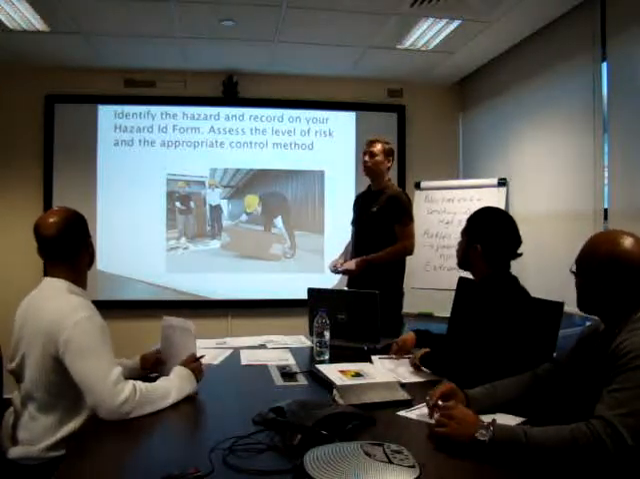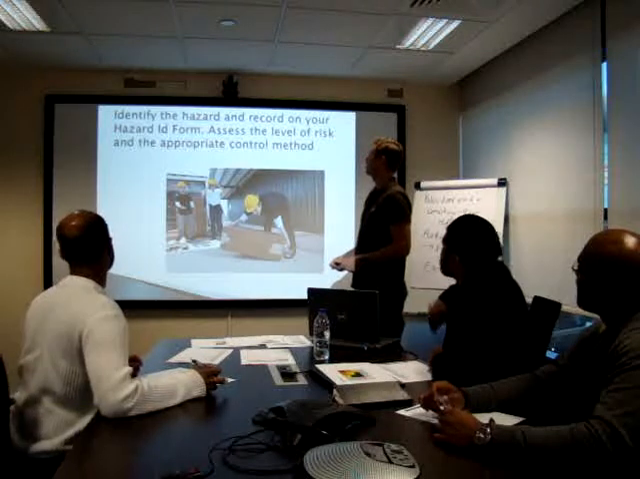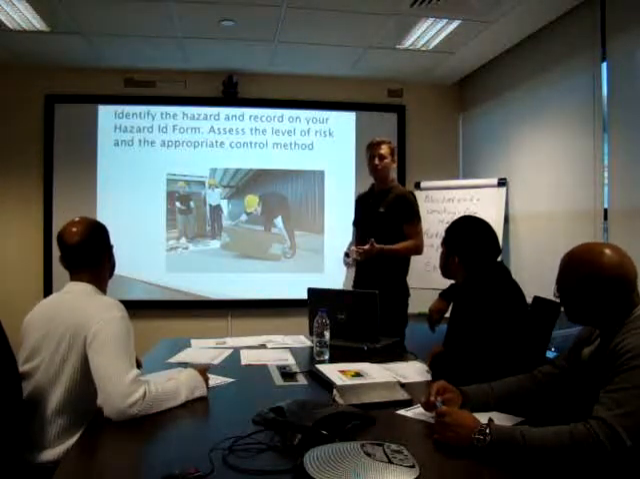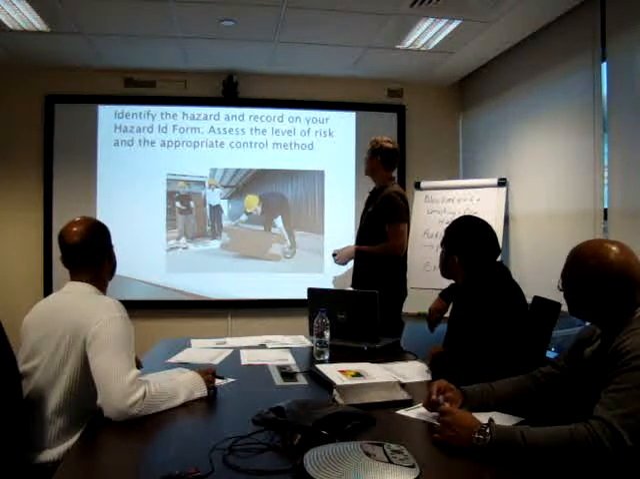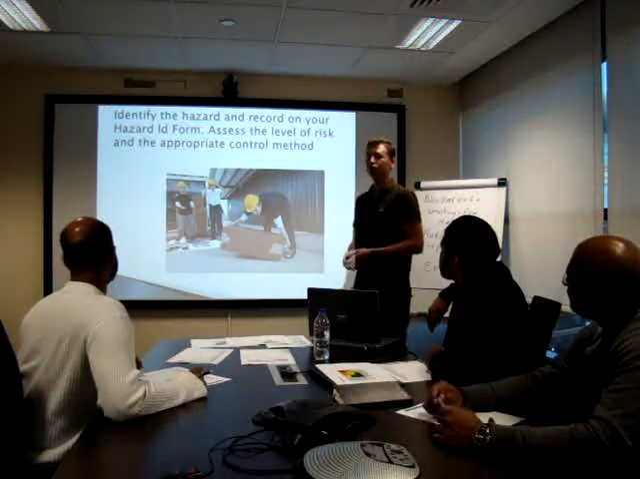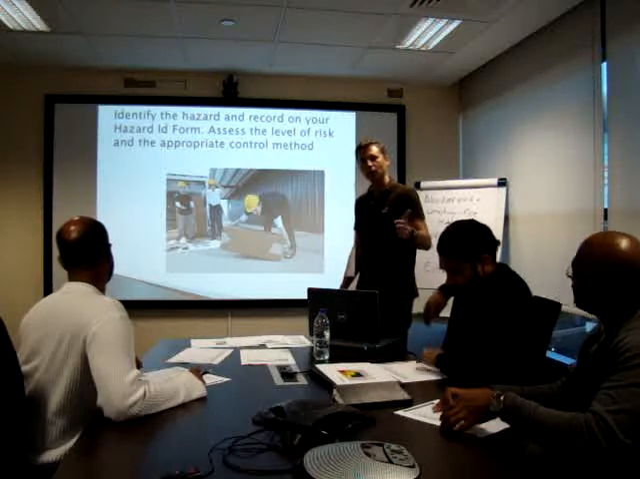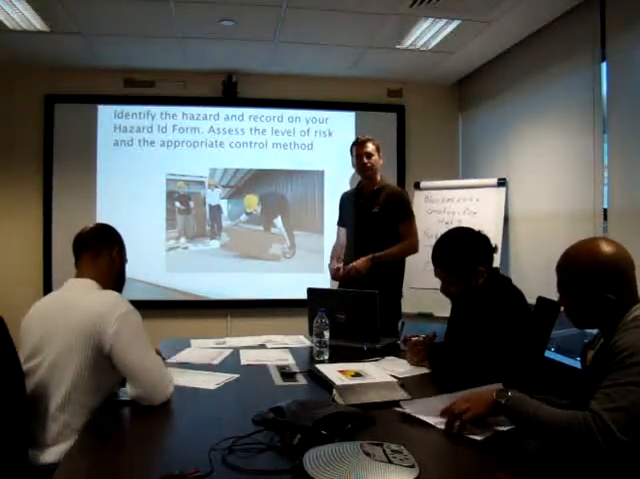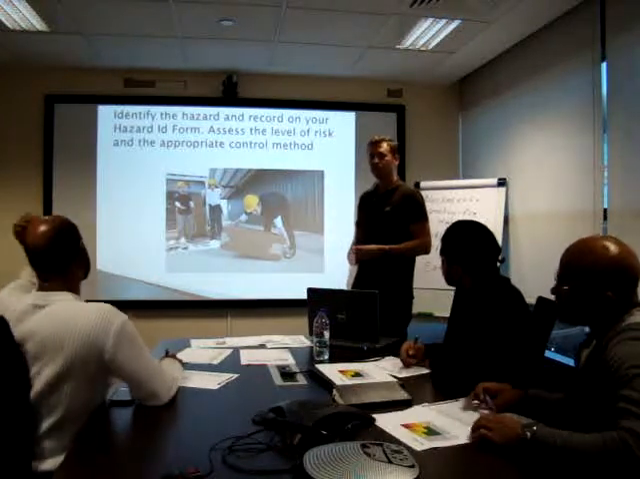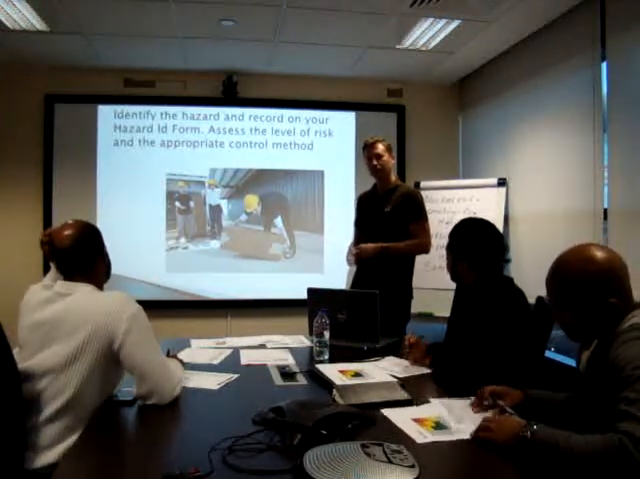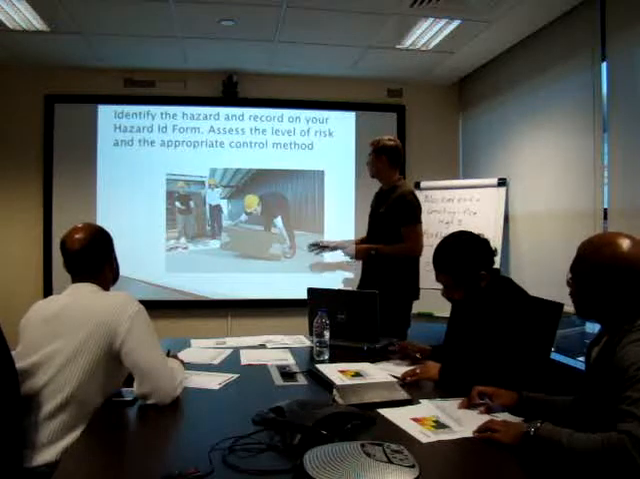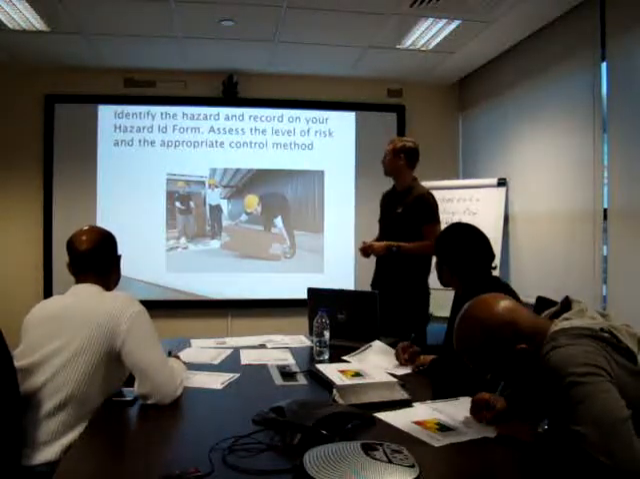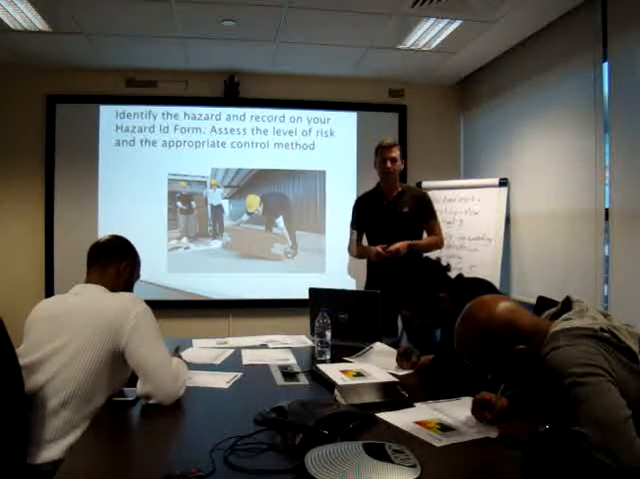I need all of you to identify the hazard. What hazard can you see here? Record it on your hazard ID form and assess the level of risk and the appropriate control method. So the hazard ID form will prompt you. If you start in the far left-hand column, please go across and fill in each of the cells as you go across the sheet by looking at this picture here. And you've got 3 minutes to do this one. Thanks.